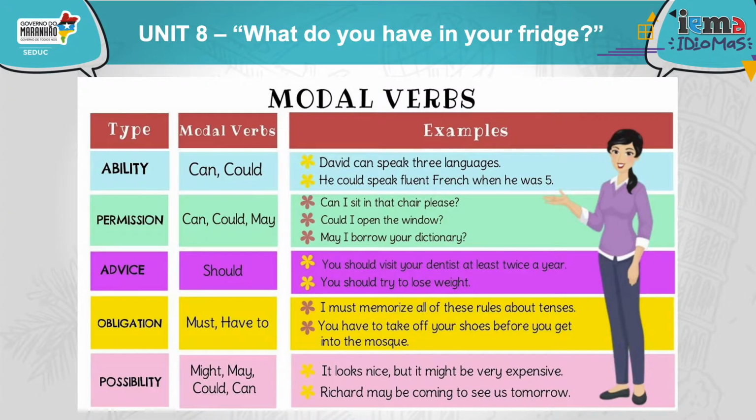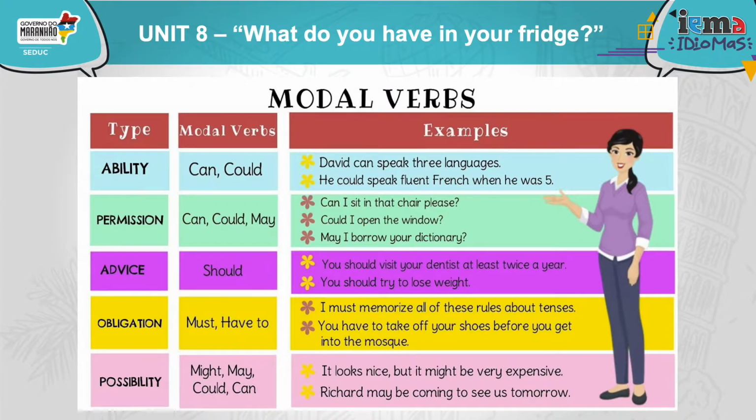So for example, can and could we use to talk about abilities, okay? The ability to do something. For example, I can speak English. So speak English is an ability, okay? I am expressing an ability. So there we have two examples. David can speak 3 languages. This is an example of an ability, okay? And we also have there, he could speak fluent French when he was 5 years old. So in that situation, could is expressing something that happened in the past. It was an ability from the past, okay?